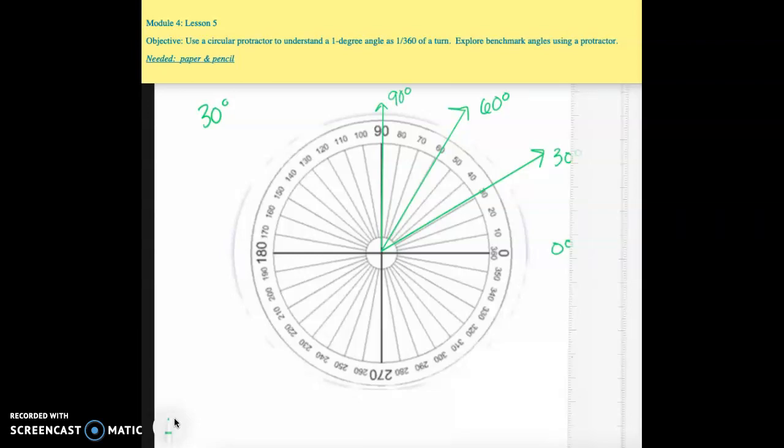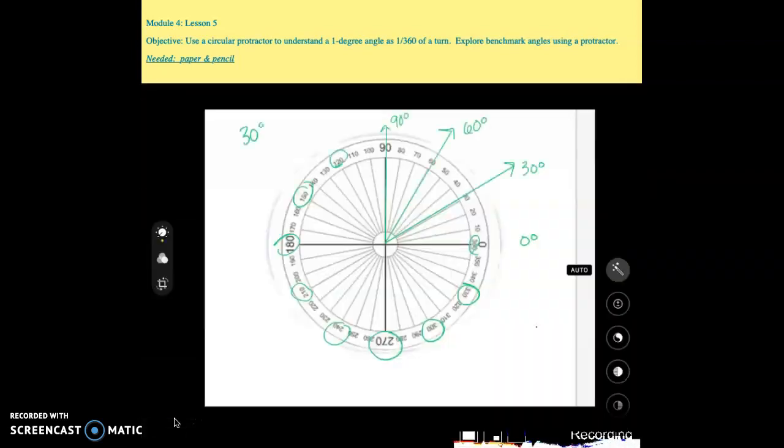120, yes. And then if I add another 30, 150, then 180, then 210, 240 degrees, 270 degrees, 300 degrees, 330 degrees, and finally 360 degrees would be my final one, if I'm counting by 30s. All right, now this will be important in a second.